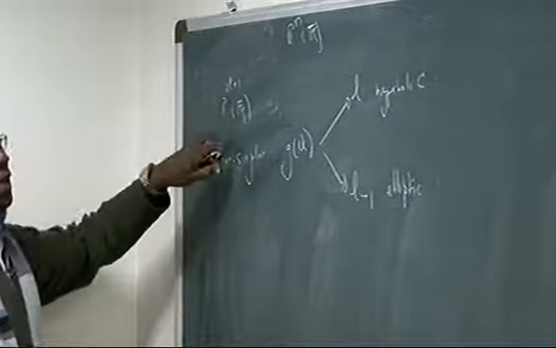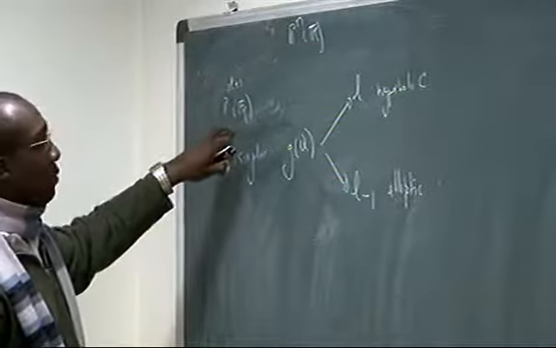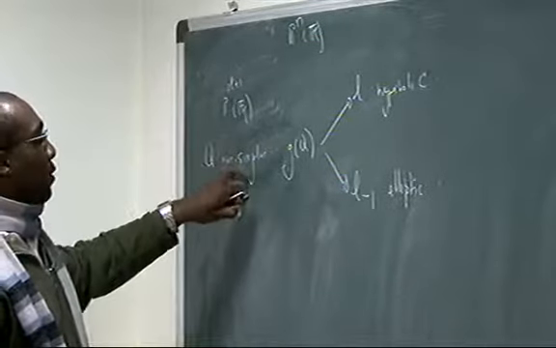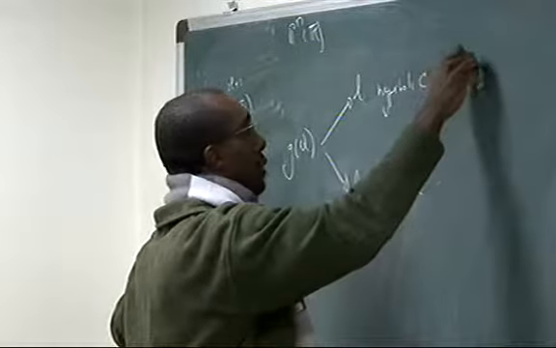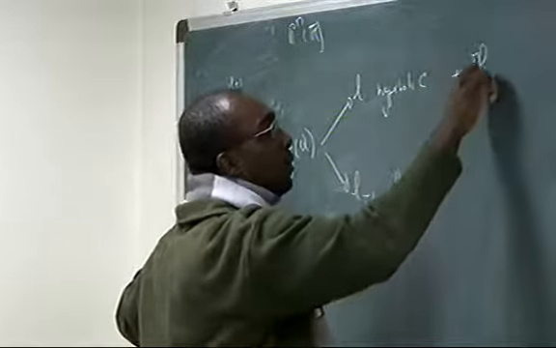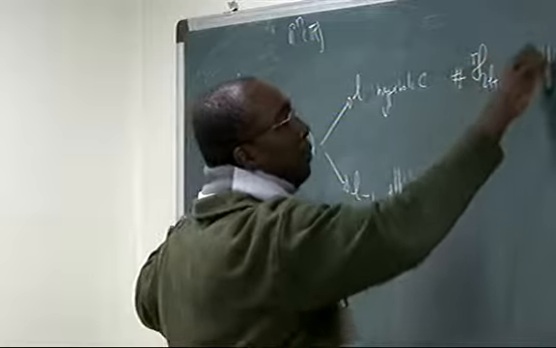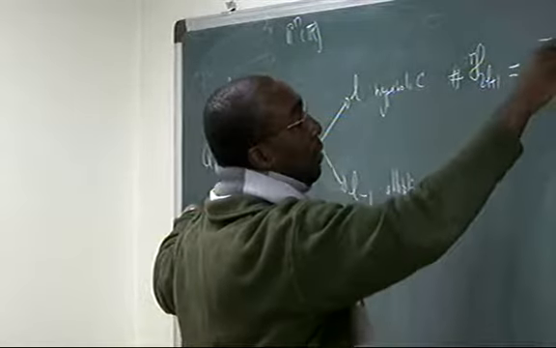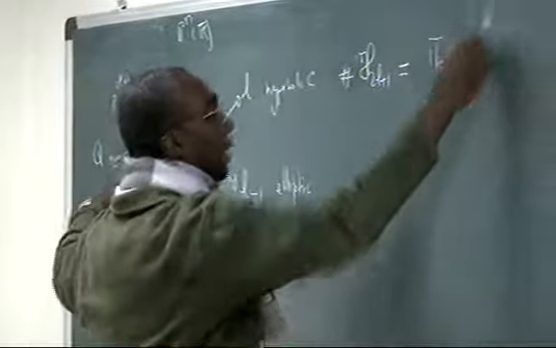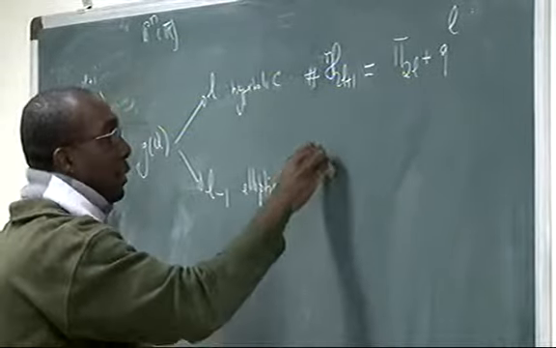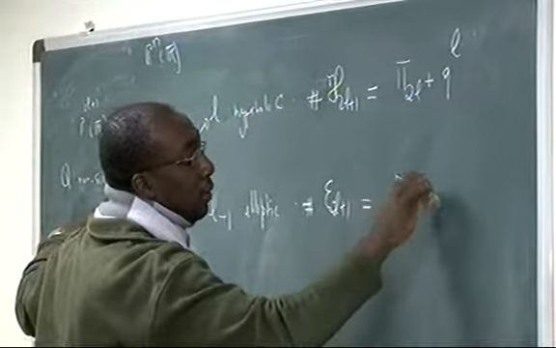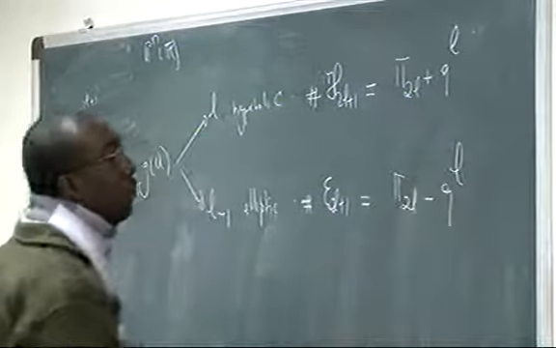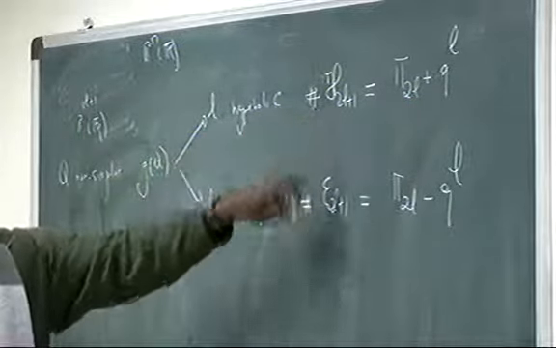And the number of points of these non-singular quadrics is equal to P^L plus Q^L. And here the number of points is P^L. So these have more points than this.